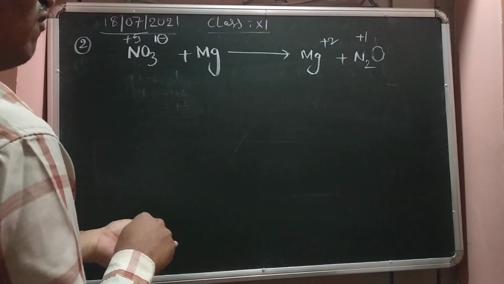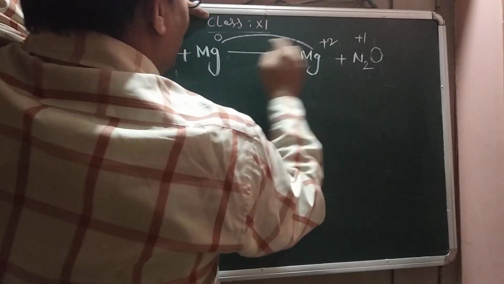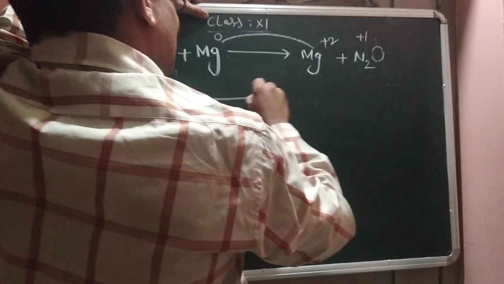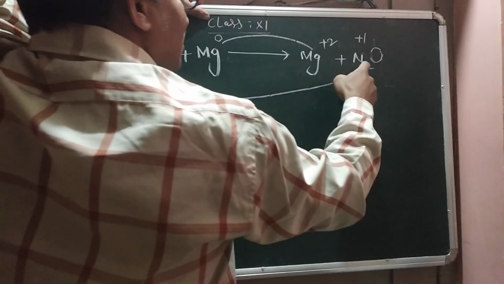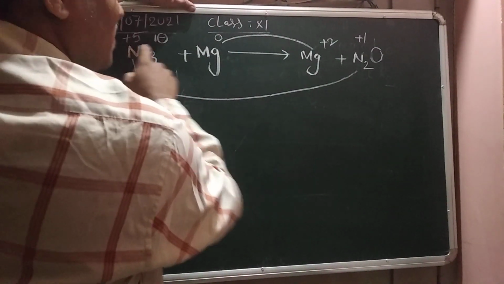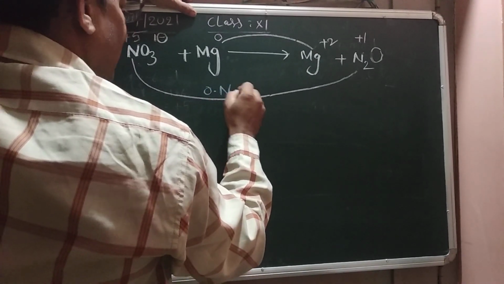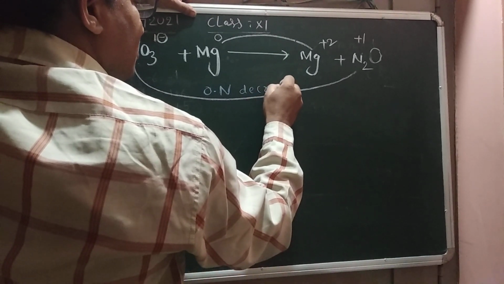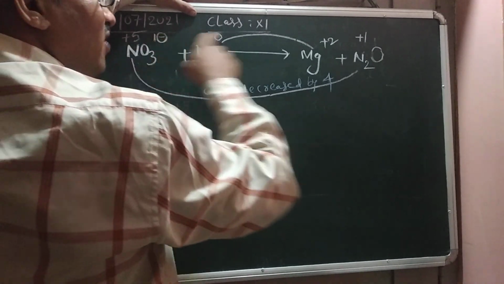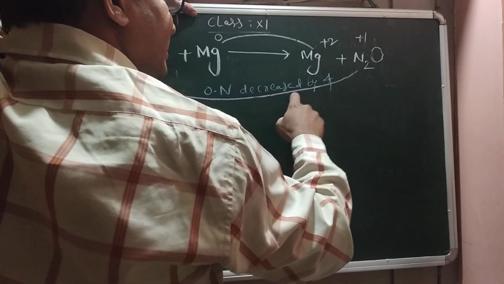Now you find out where oxidation number is increased. You see here, magnesium 0 to plus 2. Magnesium 0 to plus 2, oxidation number is increased. In NO3, nitrogen plus 5 to plus 1, oxidation number decreased. Oxidation number decreased by 4. The difference is 4. Plus 5 to plus 1 means plus 5 minus 1, 4. So oxidation number is decreased by 4.